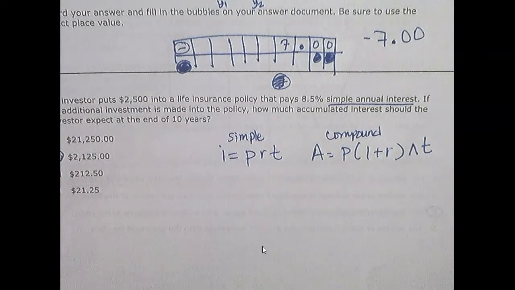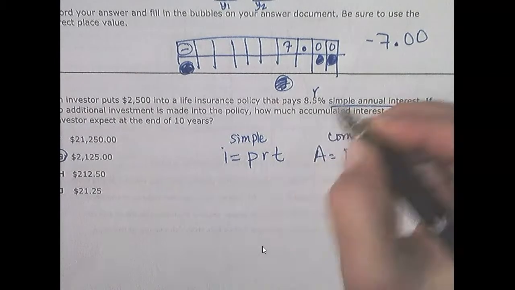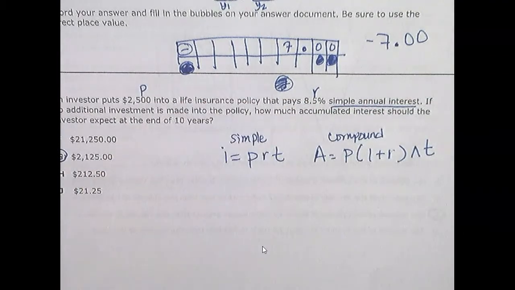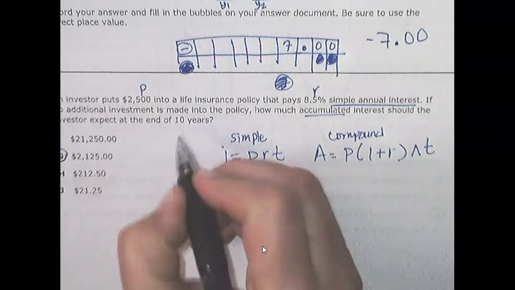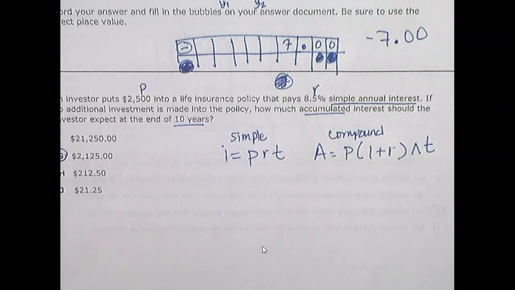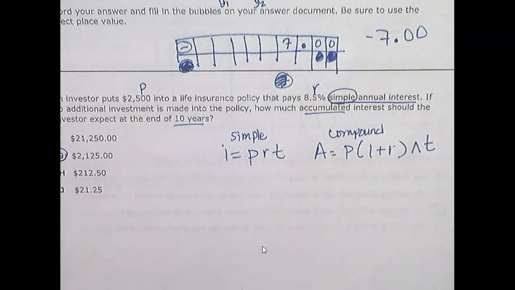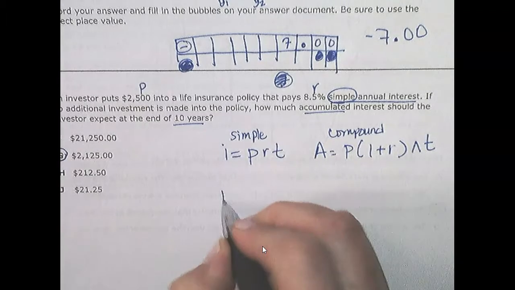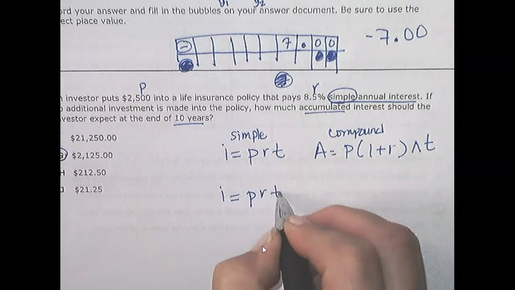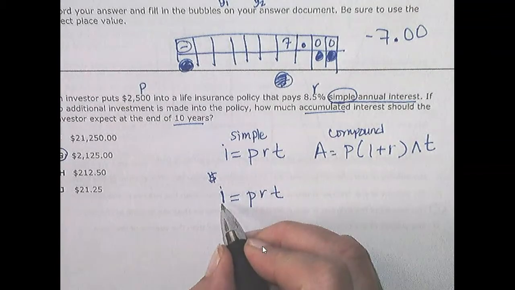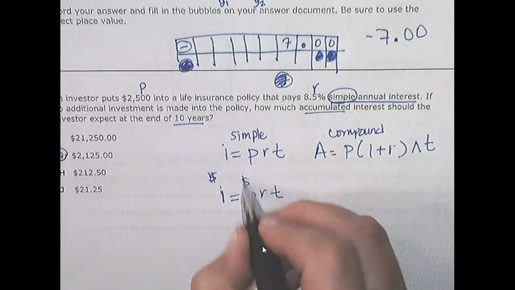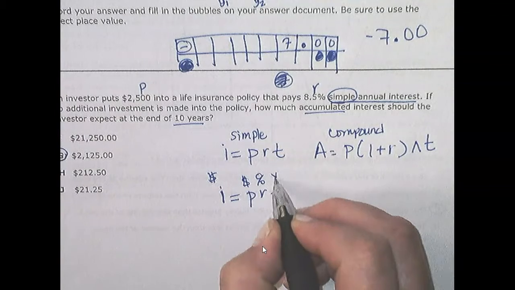So investor has this much money in his life insurance policy, pays this much interest. By the way, this is your rate. This is your P. If no additional investments are made into the policy, how much accumulated interest should he expect at the end of 10 years? Accumulated means all. And he's doing simple interest. So we'll just do simple interest and hope we get it right. I equals PRT. And remember, I is money, but it's not all your money because that's not an A. That's some of your money. This is money, that's a percent, and that's in years.